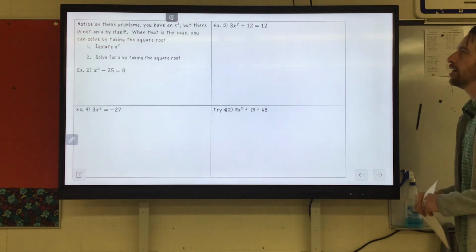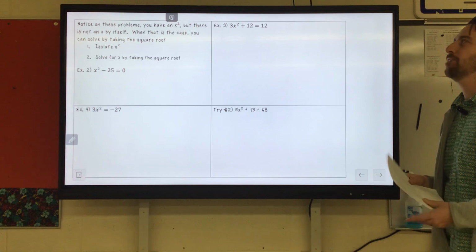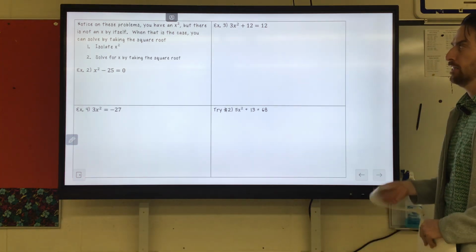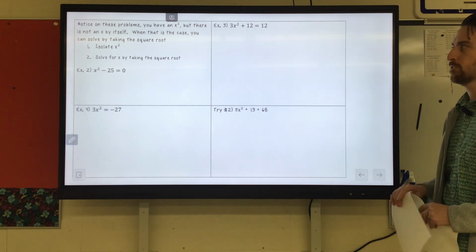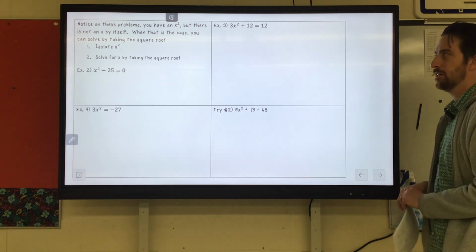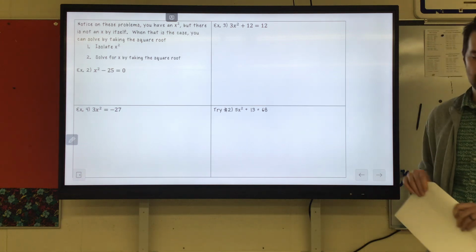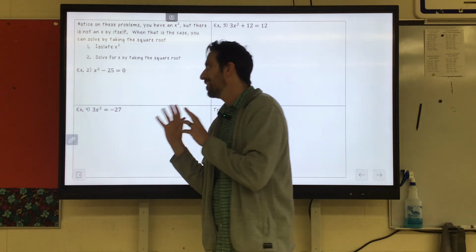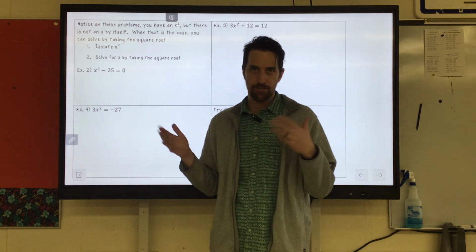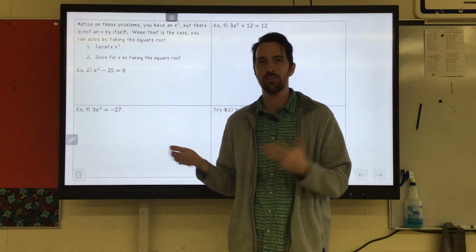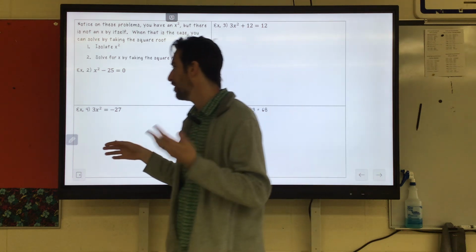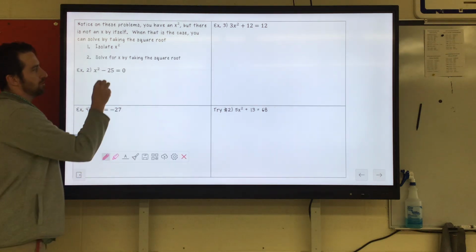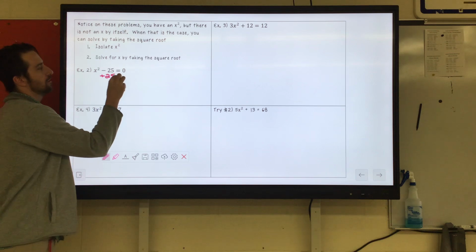What else we got here? Notice on these problems you have an x squared, but there is not an x by itself. When that's the case, you can solve by taking the square roots. So if you look at example 2 here, x squared minus 25 equals 0. There are no standard x's. So we're going to get the squared stuff by itself. Now, if that was just x minus 25 equals 0, no problem. You would just add the 25. And that is going to be our first step. We're going to add 25 to both sides.